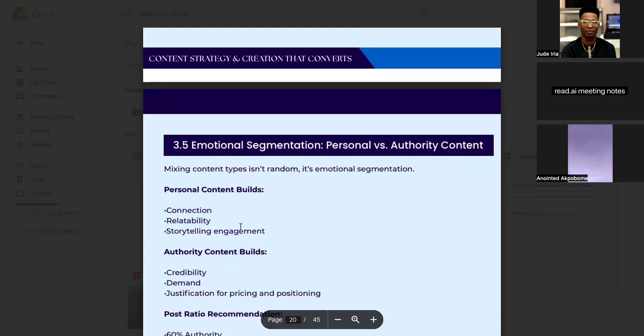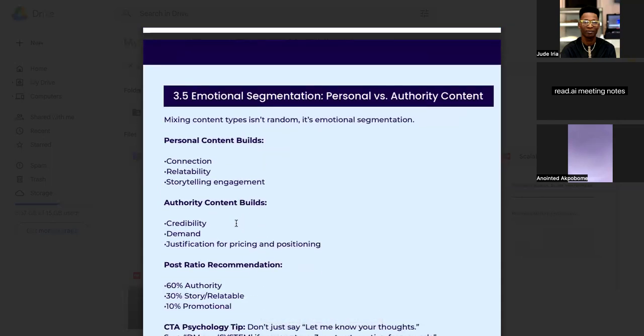Then the 3.5 we have here is the emotional segmentation, personality versus authority content. Mixed content type isn't random, it's emotional segmentation. So personal content builds connection, relatability, storytelling, engagement. I really love this storytelling engagement. It's really nice and it has a way of really building your audience and getting engagement for each post you do.